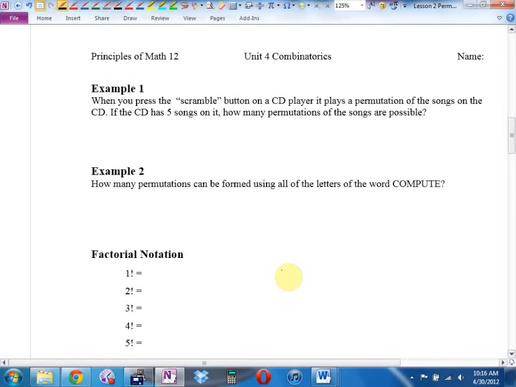Example 1. When you press the scramble button on a CD player, when I was growing up, we used to listen to music on these things called CDs. They were these shiny circular objects, and they usually held about 15 or so songs. This one holds 5. But all of you have an iPod. I'm assuming all of you once or twice have used the scramble or the random feature. All that's doing is finding a permutation of the songs. I don't know if you've ever wondered, how many permutations are there on your iPod? We're going to start out small. How many permutations of 5 songs are possible?